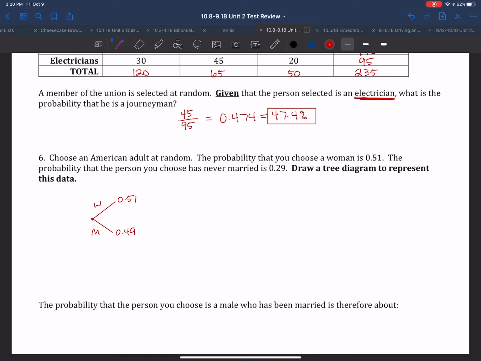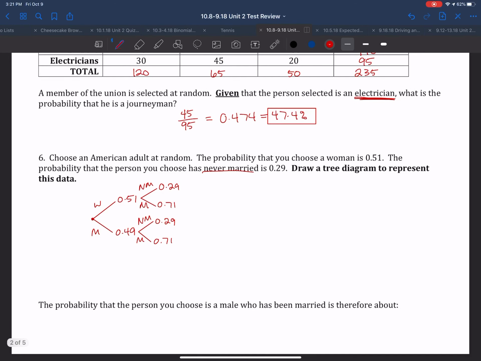Now the next branches are either going to be they've never married or they have married. We've got never married and married. Probability of never married is 0.29, so that means married is 0.71. And that's all we need to do for number 6.